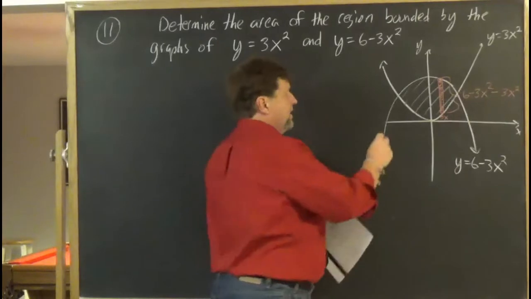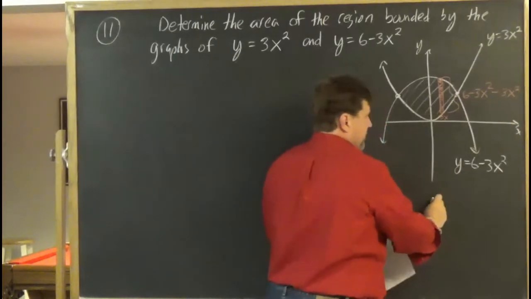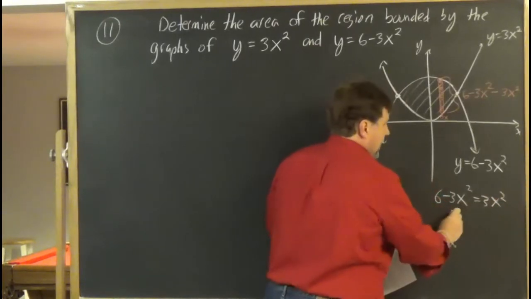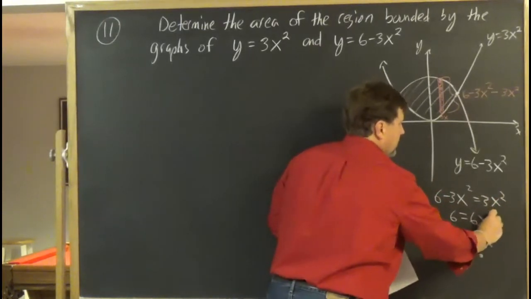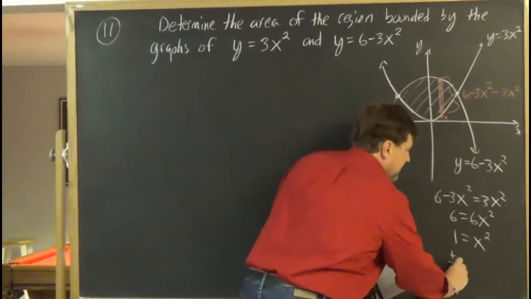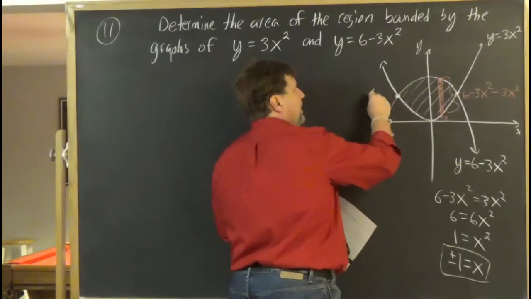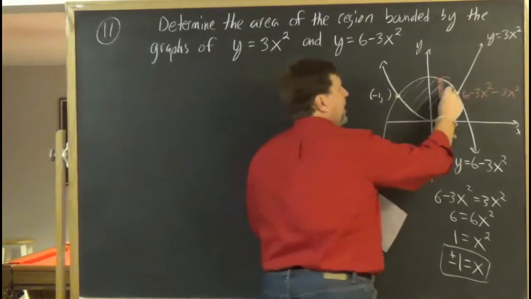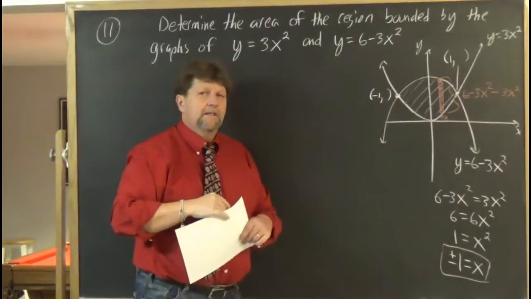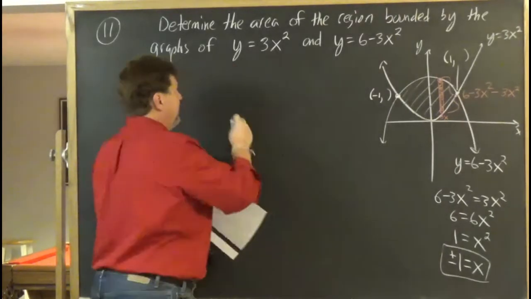I know I need to get points of intersection, specifically the x-coordinates. So if I set the two functions equal to each other, I add 3x squared to both sides, divide both sides by 6, and take the square root of both sides to get plus or minus 1 equals x. So I know the x-coordinate here is negative 1, and I don't care what the y-coordinate is. And the x-coordinate there is 1, and again I don't care what the y-coordinate is. Those numbers give me my limits of integration, so now I can write the definite integral.